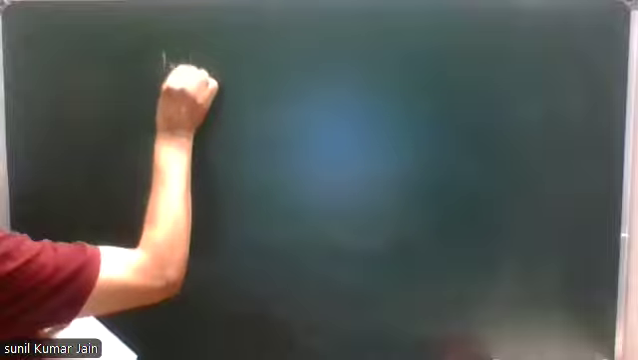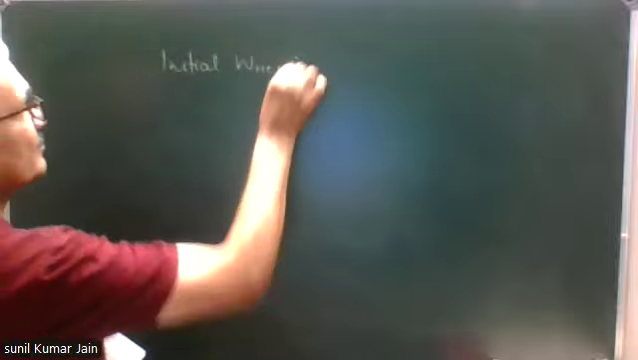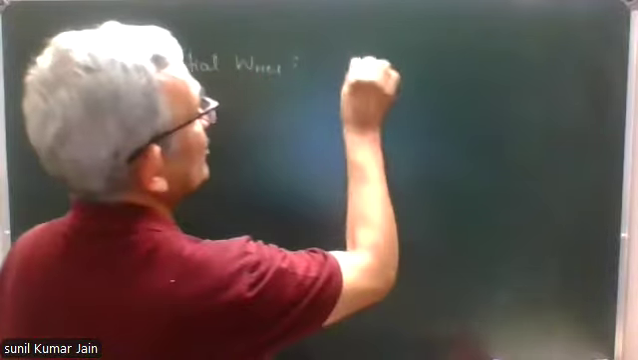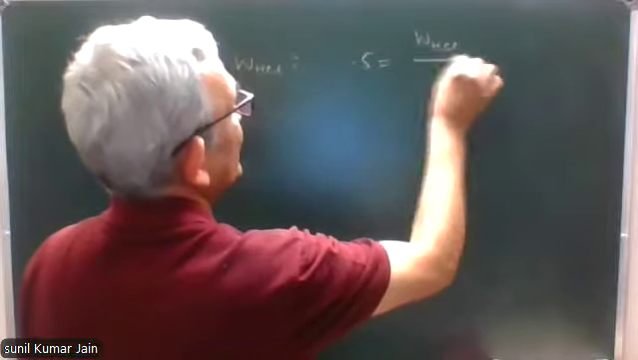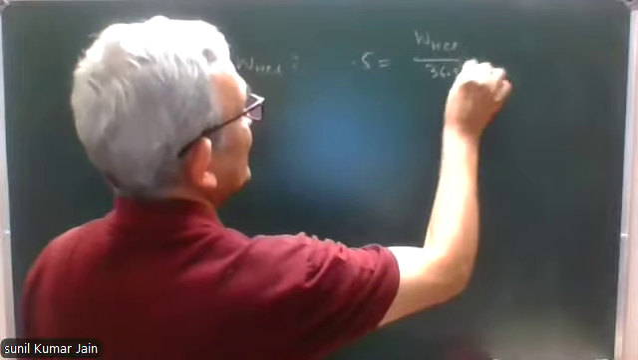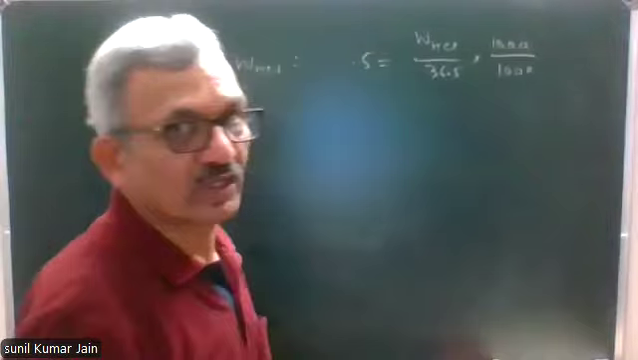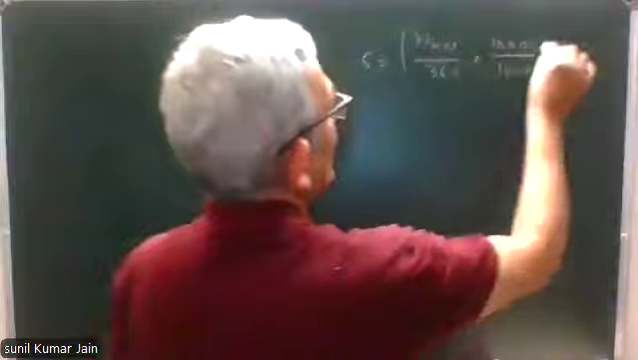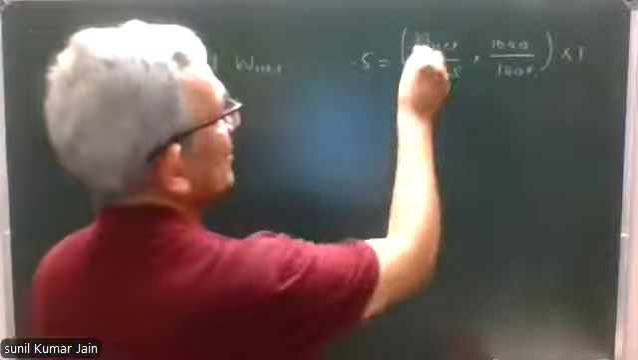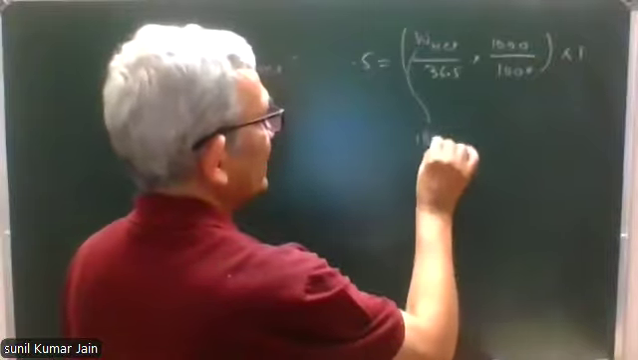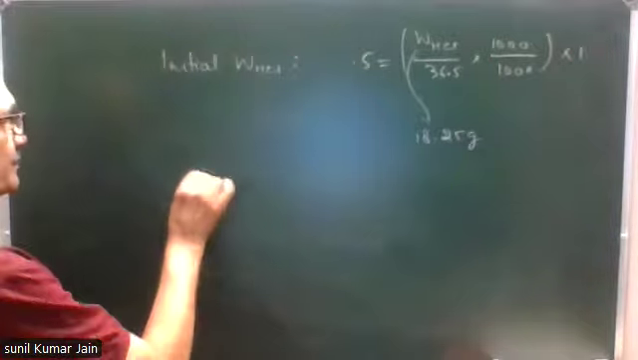So we'll calculate initial weight of HCl. For that, initial normality 0.5 is equal to weight of HCl divided by molecular weight into 1000 divided by 1 liter volume, is again 1000, into n factor for HCl is 1. So from this you can calculate 18.25 grams.